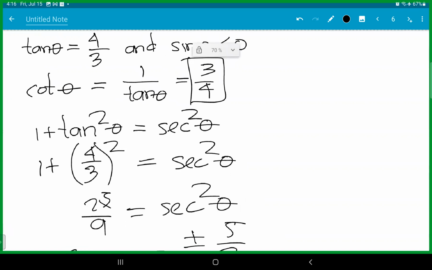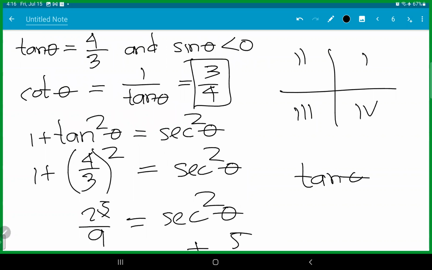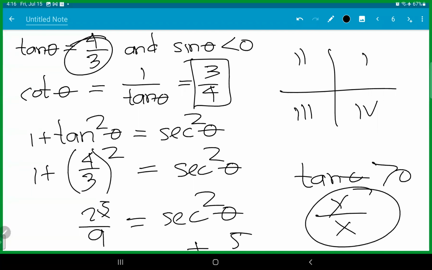Based on the given, tangent theta is positive. So, anong quadrant lang pwede yan? Positive kasi yung tangent theta eh. Ano ba ang tangent theta? Y-coordinate divided by x-coordinate. So either ano siya, both positive or both negative yung x and y. Diba?